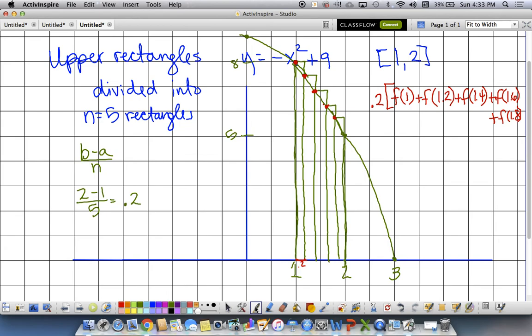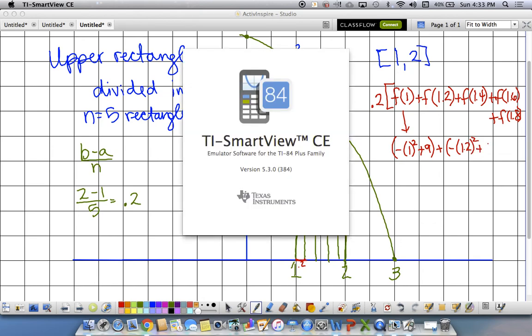So, ultimately, I probably will pull out my calculator so I don't have to go through and figure out what this is. Because each one of these, I'm going to have to plug in this negative of 1 squared plus 9, which we already found. That is my f of 1. But then I'm going to have to add it to negative of 1.2 squared plus 9. Okay, now my calculator's going to pull up.